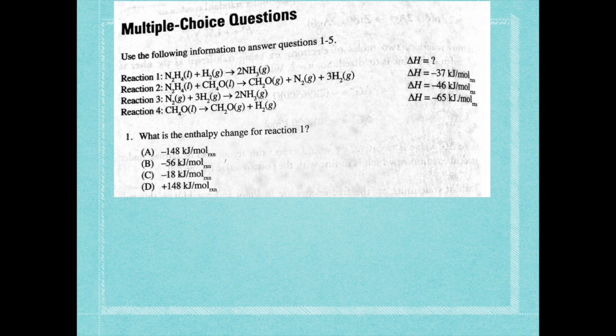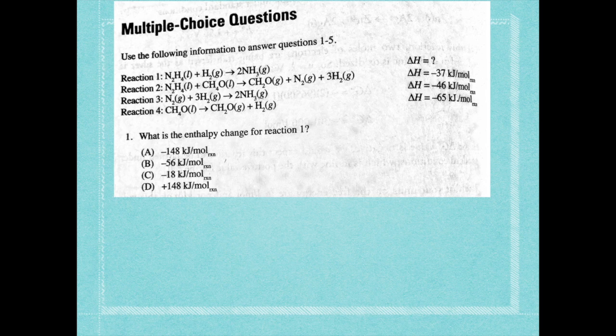So for this first problem, it gives you reaction 1, and it asks you to determine the enthalpy for that reaction. Now notice it gives you 3 other reactions, so as soon as that happens, you should realize I'm going to need to add at least 2 of these reactions together, if not 3, in order to form reaction number 1.